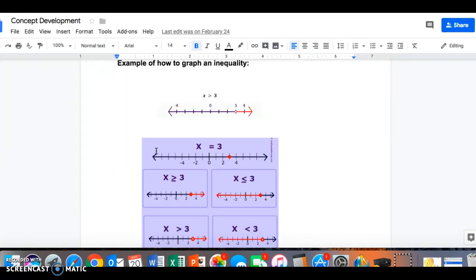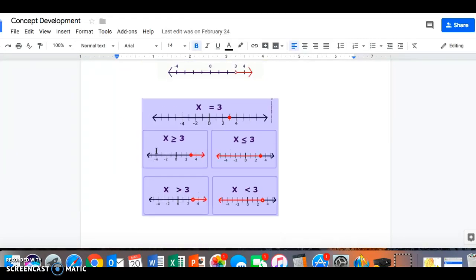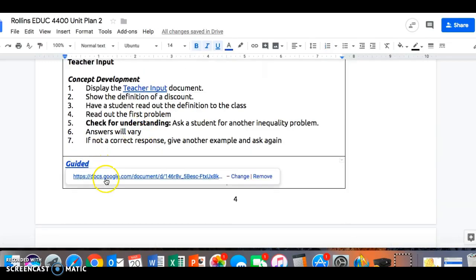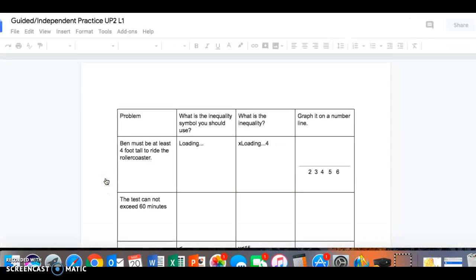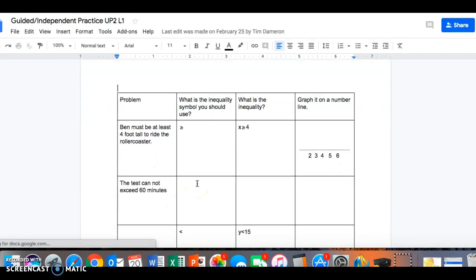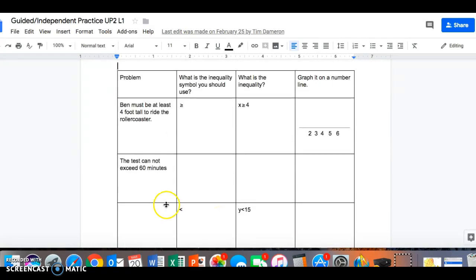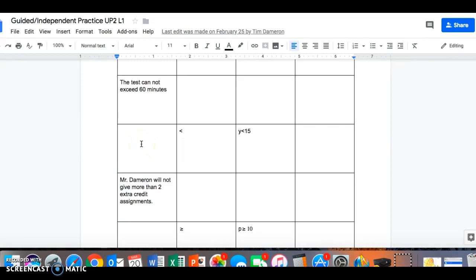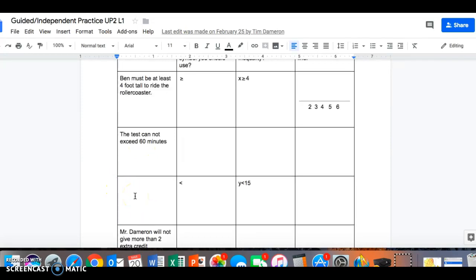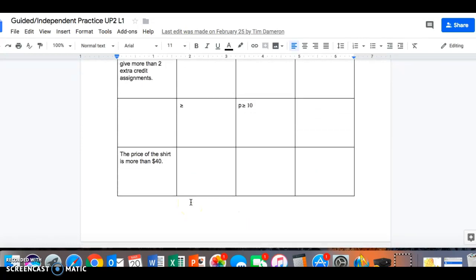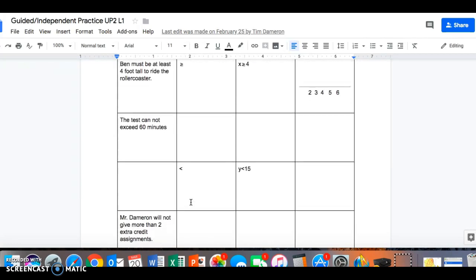And this would be an example of how to graph an inequality. And then this would be the guided practice worksheet. And notice how the problem is blank on some, so the students would have to come up with a scenario for this one, and then they would have to graph it. Basically, you just leave some of them blank. That way, they aren't just looking for a pattern to use.